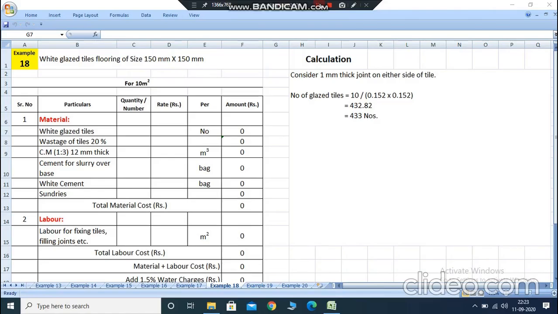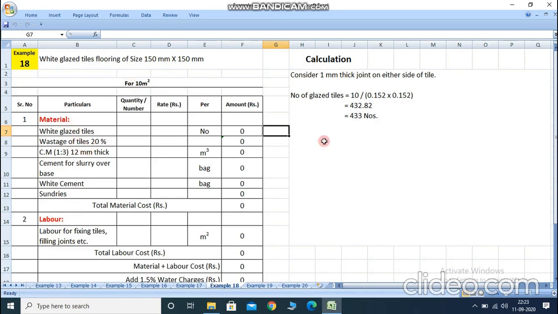Hello students, today we start a new example, number 18 of the chapter Rate Analysis. In example number 18 we discuss white glaze tiles flooring of a size 150 mm by 150 mm. Here we calculate the total quantity for a 10 square meter area. Two things are required: material cost and labor cost.